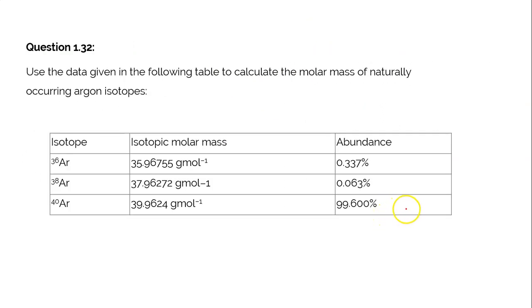Now moving on to question number 1.32. In question number 1.32, use the data given in the following table to calculate the molar mass of naturally occurring argon isotopes. So here you have been given three isotopes of argon, which are argon 36, 38 and 40, and their isotopic masses have been given. Their abundance also has been given. You got to calculate the average molar mass in fact.